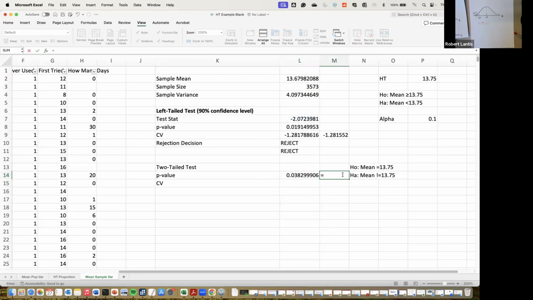Now, if it's a two-tailed test, and that makes sense, right? It's going to be whatever our p-value was before, but twice as large. But notice, if I find the area to the left and then multiply it by 2, it's really what that 2t function is doing. Okay.